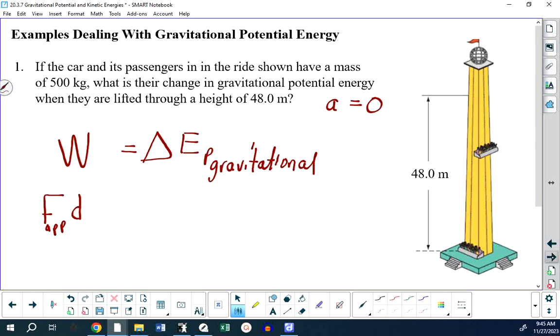Do they have kinetic energy? Yes. But is there kinetic energy as the ride is lifting them? Is there kinetic energy going up? No. So this is the applied force times the displacement. Well, the displacement is going to be 48 meters. Who can tell me how we can find the applied force?